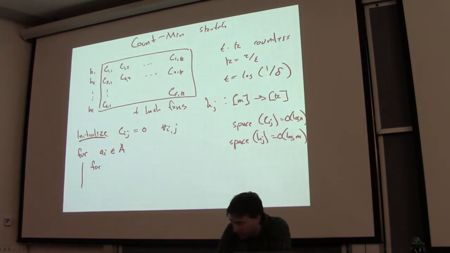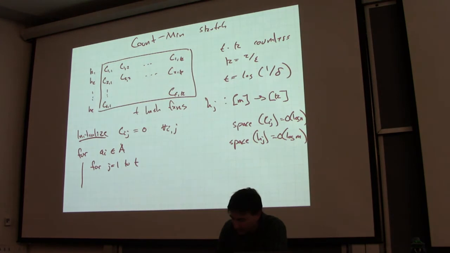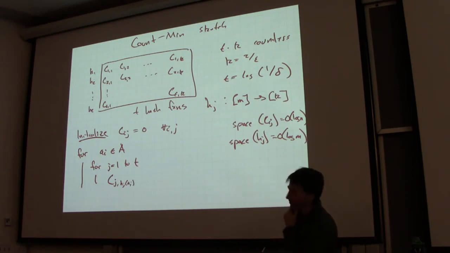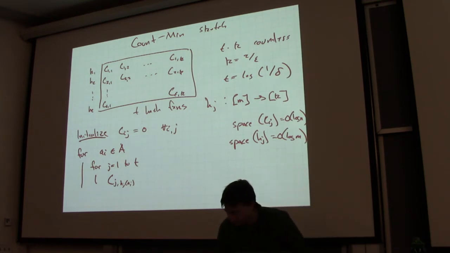And let me write this out. So for j equals 1 to t, so this is over all the hash functions, what I'm going to do is update. I'll try and write this carefully. C[j, h_j(a_i)] equals the old value of C[j, h_j(a_i)] plus 1. So when something comes in, I take the item a_i, and for each hash function, it maps to one counter, and I do a plus 1.